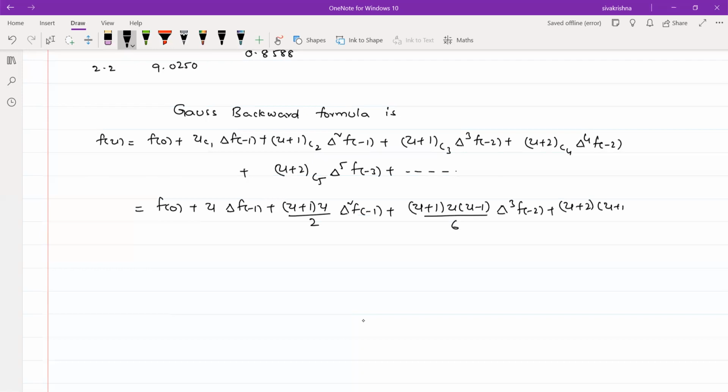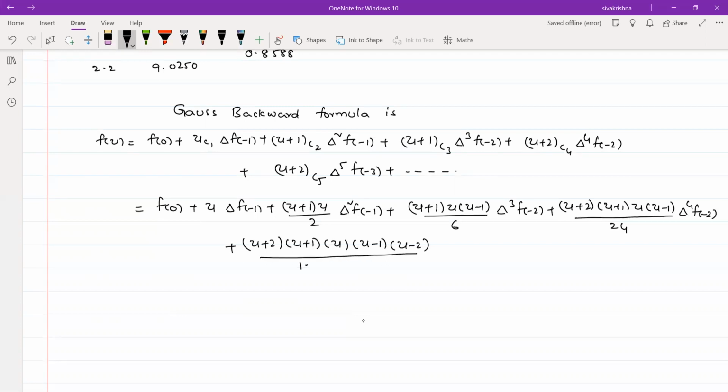u plus 2 into u plus 1 into u into u minus 1 by 4 factorial. 4 factorial is nothing but 24, into delta power 4 f of minus 2, and finally u plus 2 c5. So u plus 2 into u plus 1 into u into u minus 1 into u minus 2 by 5 factorial, which is nothing but 120, into delta power 5 f of minus 3.